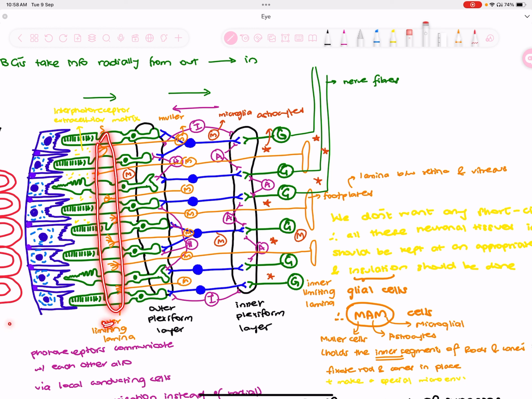Why outer? Because this is the outer part, right? This is the inner part. So it's outer limiting lamina formed by the Muller cells holding the inner segment of rods and cones together. So this is our third layer.